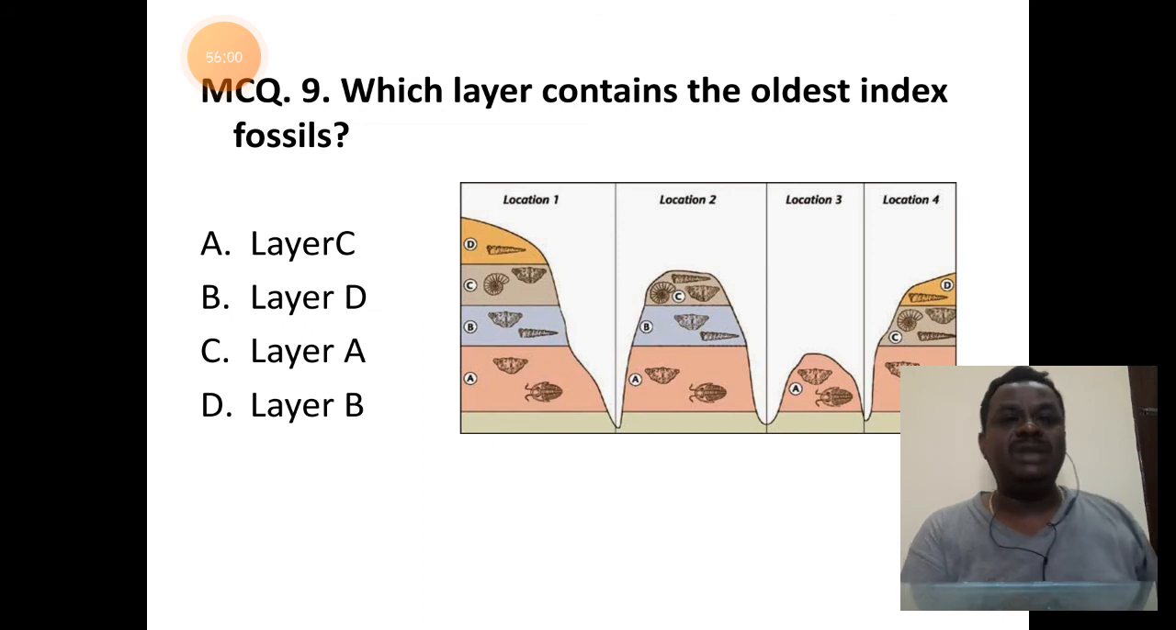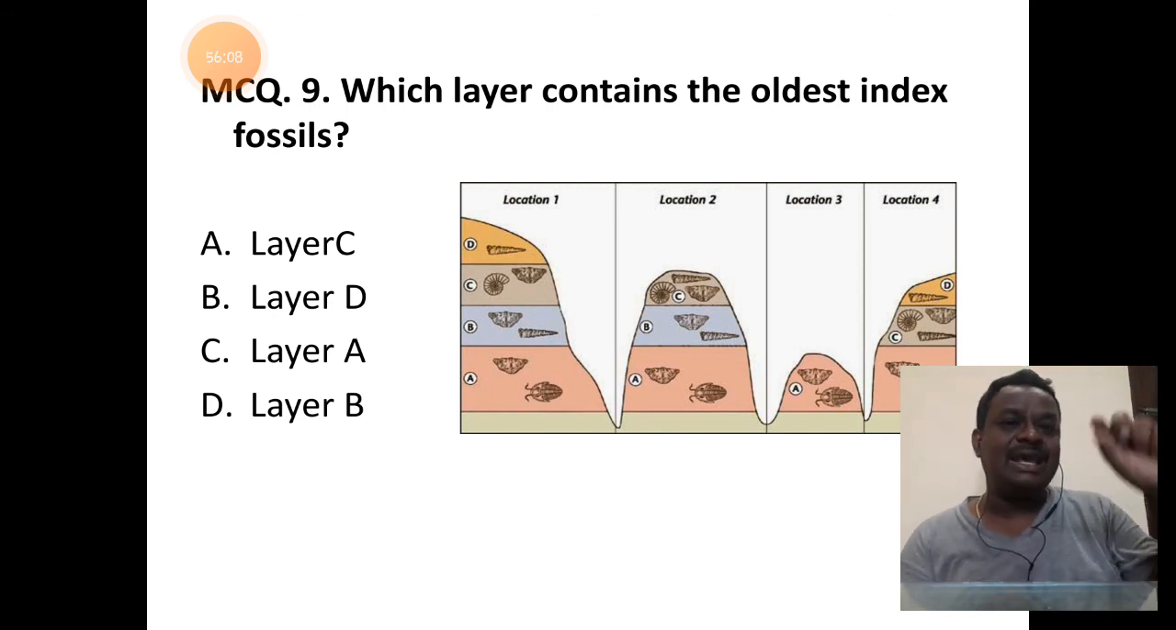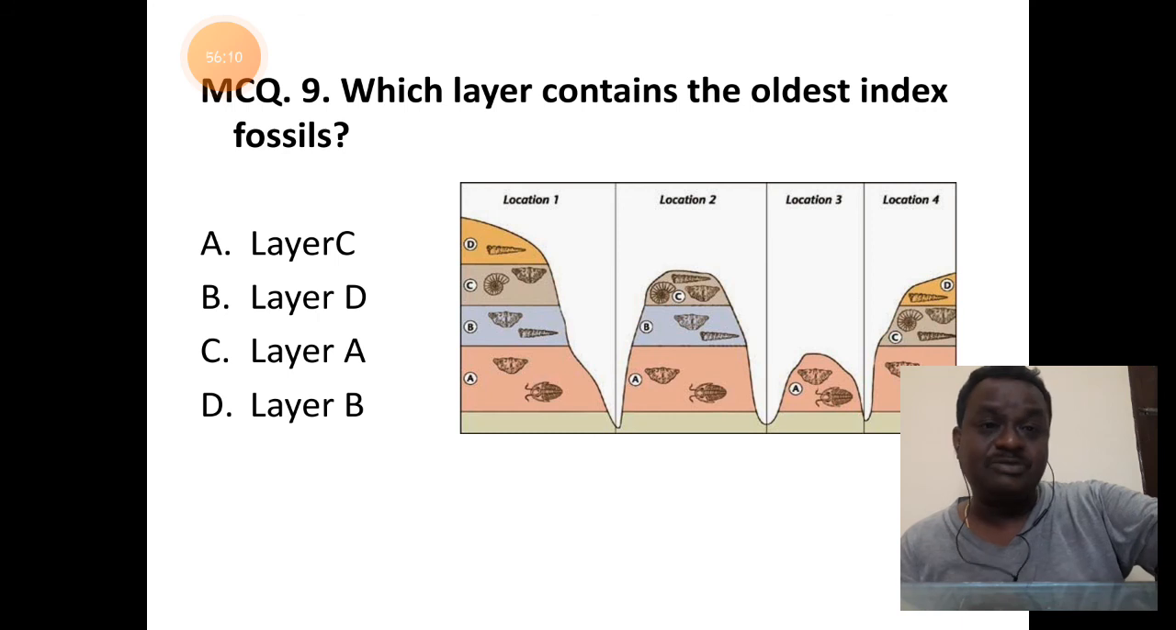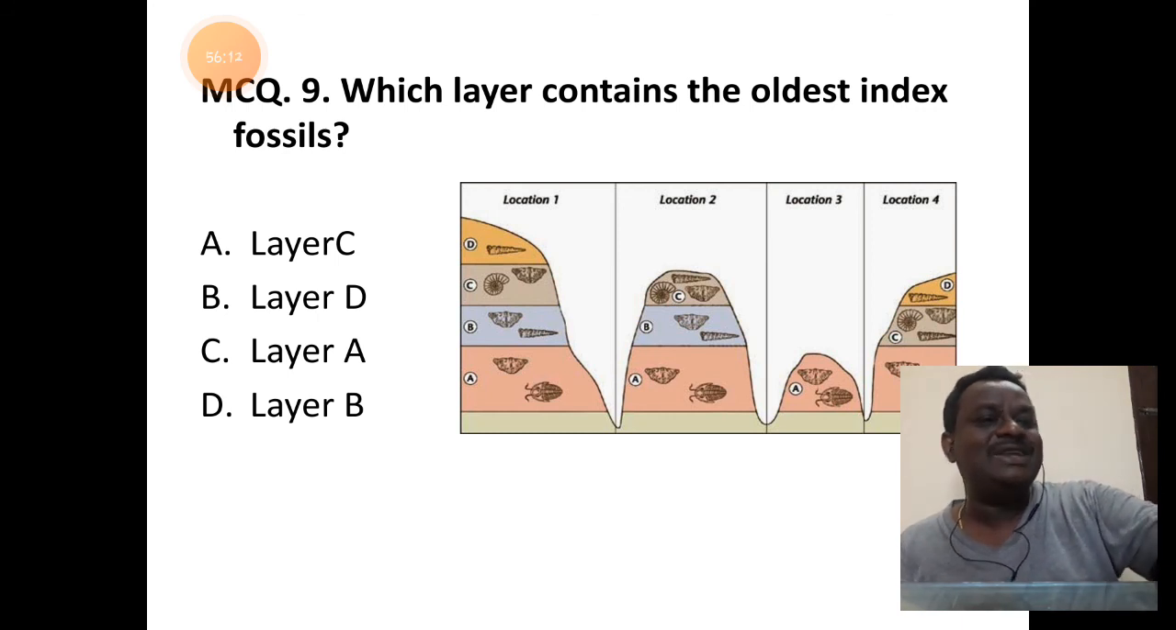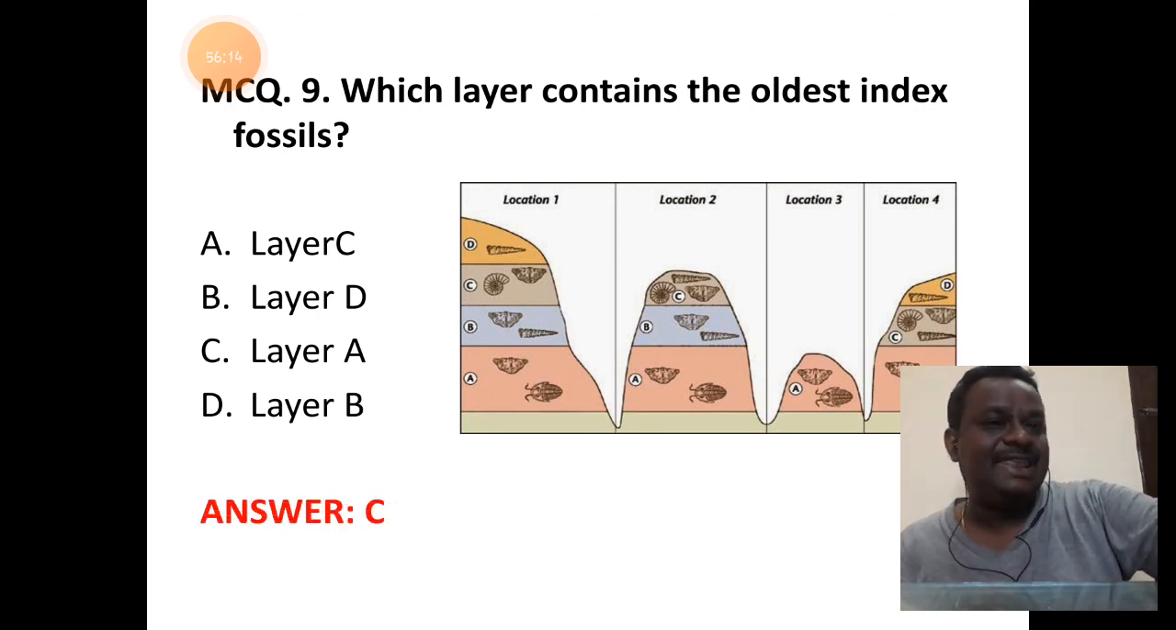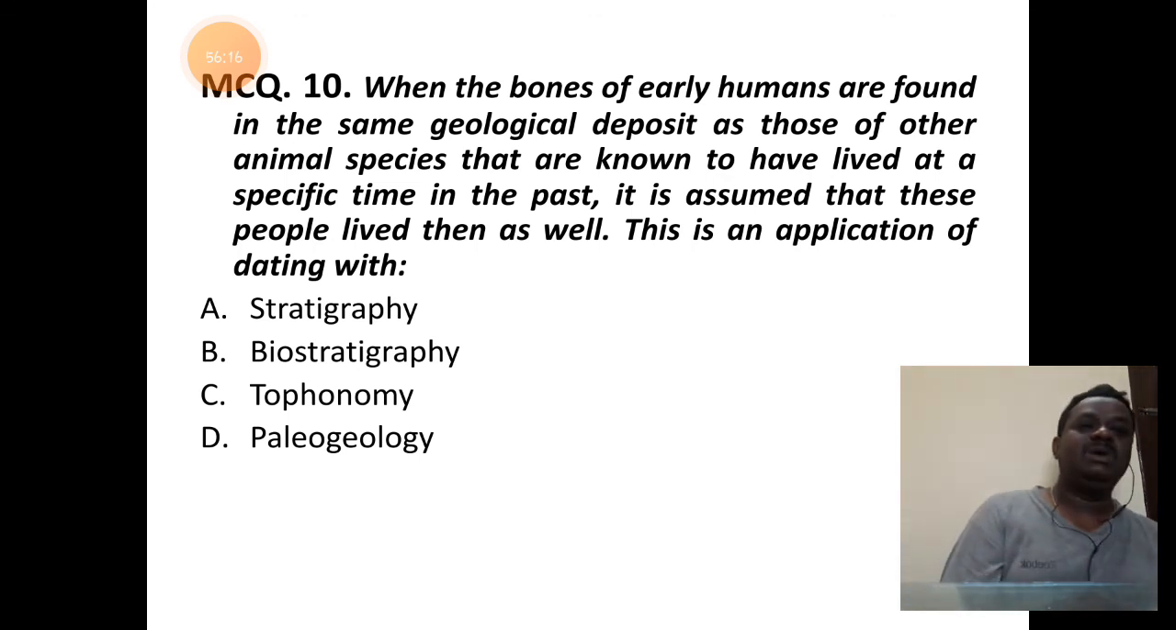Now, question 9. Which layer contains the oldest index fossils among these? So whether it is in layer A, B, C, or D. Answer is A. I'm sorry, layer A. So it is C. Answer is C. Layer A. Now, the 10th question.